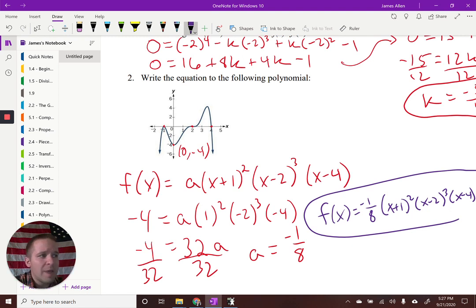In factored form. If it asked us to put it in standard form, we would just end the day, because nobody wants to do this for a degree of 6. Oh, no, thank you. All right, we're moving on.